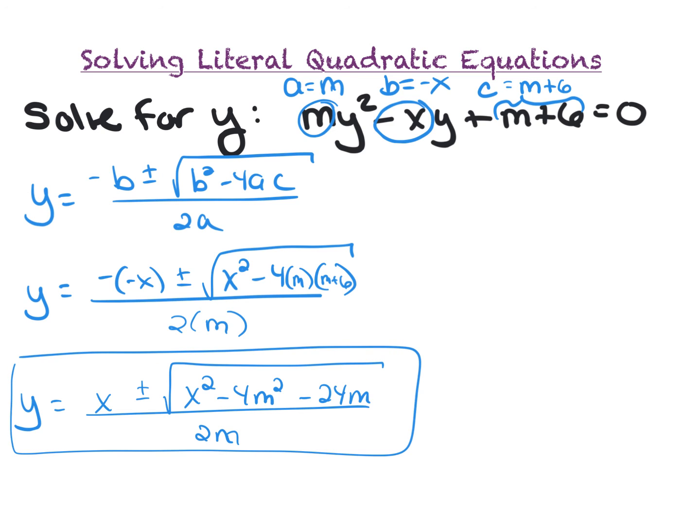One last thing to point out is if we had been solving for a different letter in this literal equation, in this alphabet soup equation, since none of the other letters have a squared with them, then we wouldn't use the quadratic formula to solve for m or to solve for x. We would simply collect all of the terms with that letter on one side, factor it out, and get everything else on the other side.